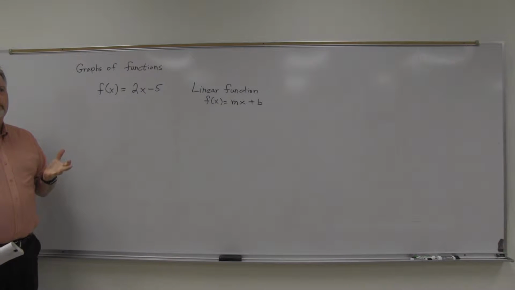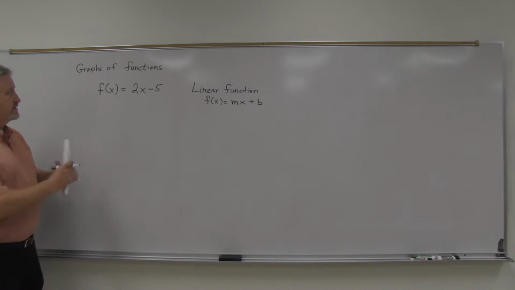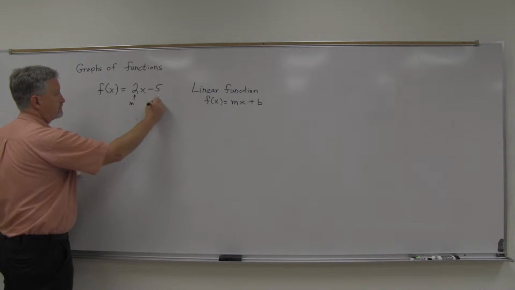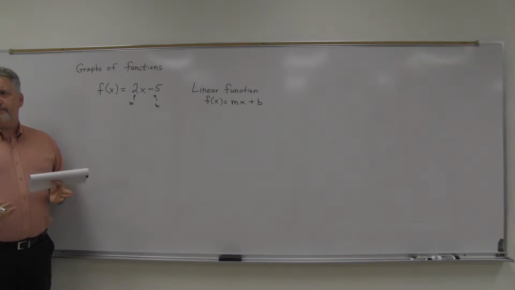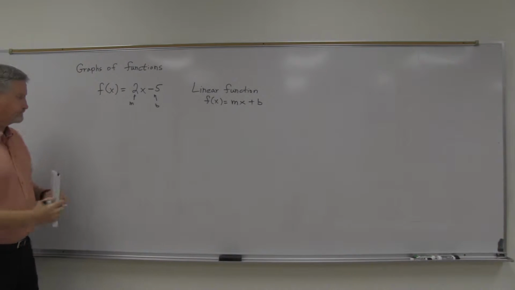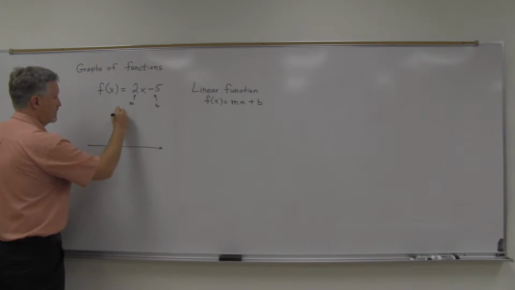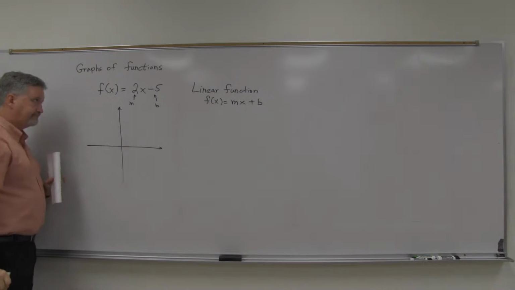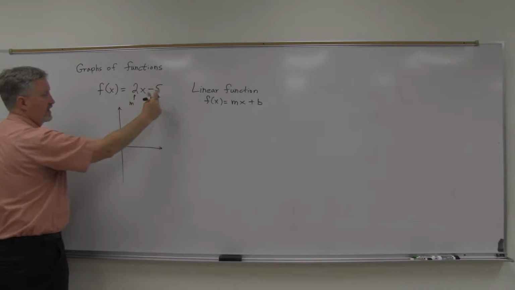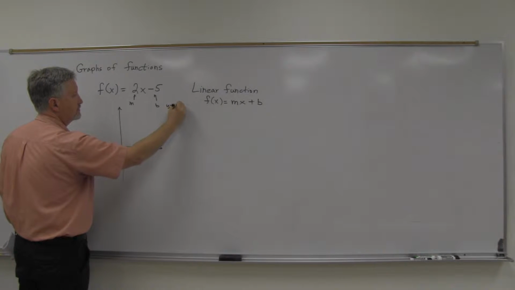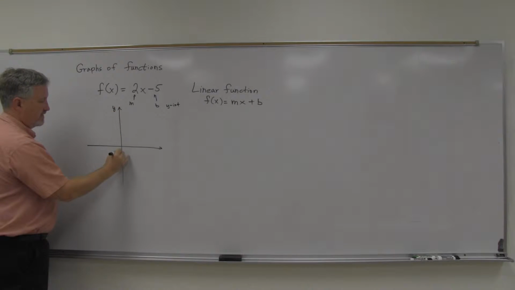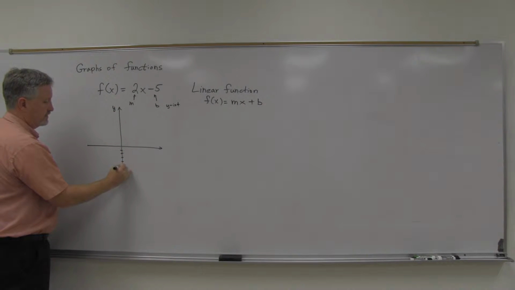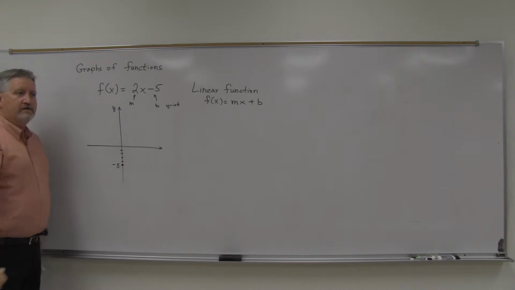Same deal. The m here is 2, and the b is -5, and so that basically tells me what my line graph is going to look like. So if I graph this thing, the b is the y-intercept, so the y-intercept is -5, so it's going to cross the y-axis at -5. 1, 2, 3, 4, and 5, so -5. We've got ourselves a little y-intercept there.